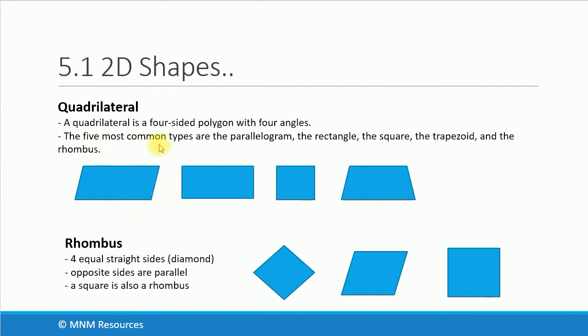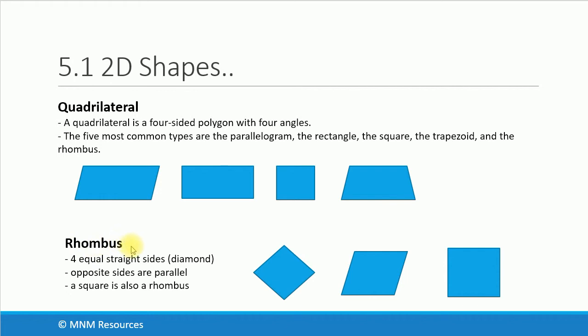The 5 most common types are the parallelogram, we just saw earlier, where 2 sides are parallel to each other, the rectangle, the square, and the trapezoid. The 5th one is called rhombus. We'll look at rhombus later. So a parallelogram, rectangle, square, trapezoid, and the rhombus are different types of quadrilaterals.